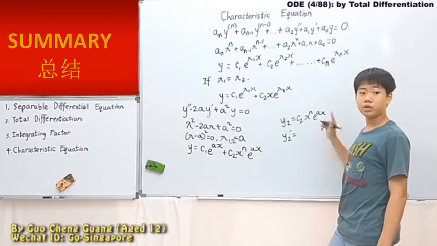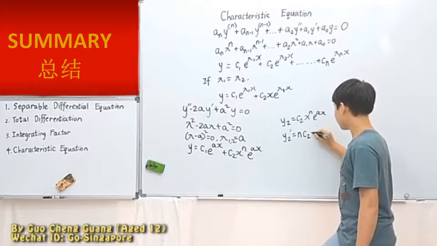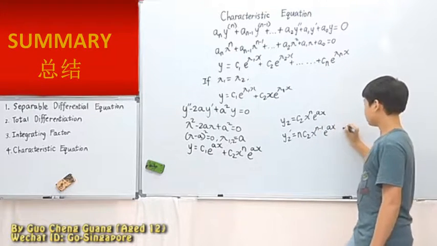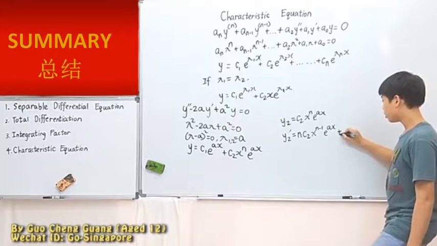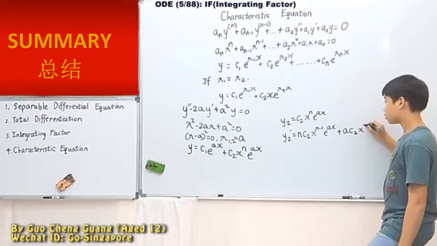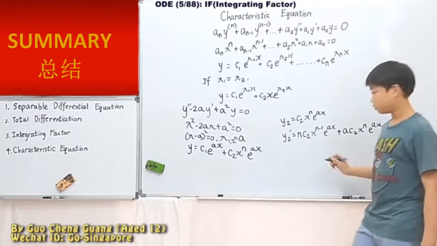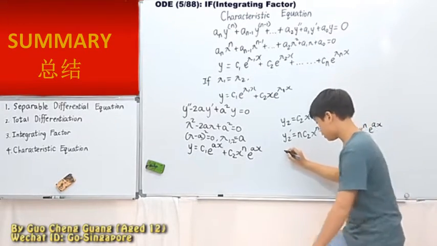This part you have to be careful. There is a product rule here. Then after that, you'll find the second derivative.